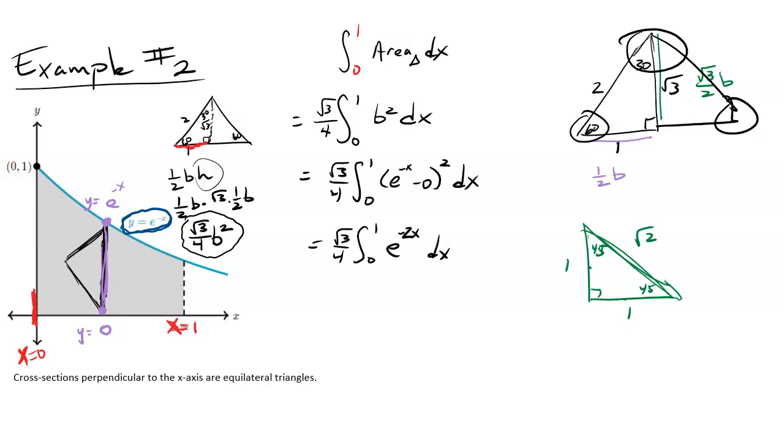Why did I multiply it by 1/2 b again? Because a full triangle has the 1/2 base times height formula. The height of my triangle was square root of 3/2 b. So 1/2 b was there from the start, and then instead of height, I wrote square root of 3/2 b.